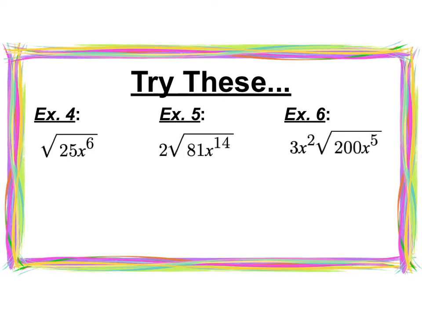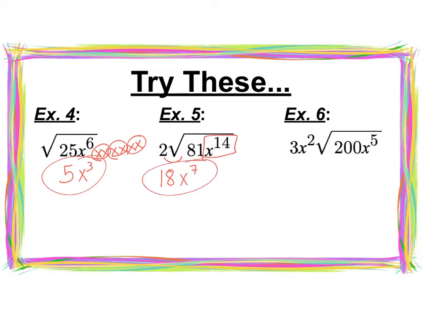So let's try these. The square root of 25 is 5. x to the 6 is 6 x's, looking at pairs, and we have 3 of them, with nothing left over. So there is no radical left. That simplifies fully. In example 5, the square root of 81 is 9. There's a 2 already, so 2 times 9 is 18. And then I have x to the 14. Well, there's 7 groups there, and that is fully simplified.